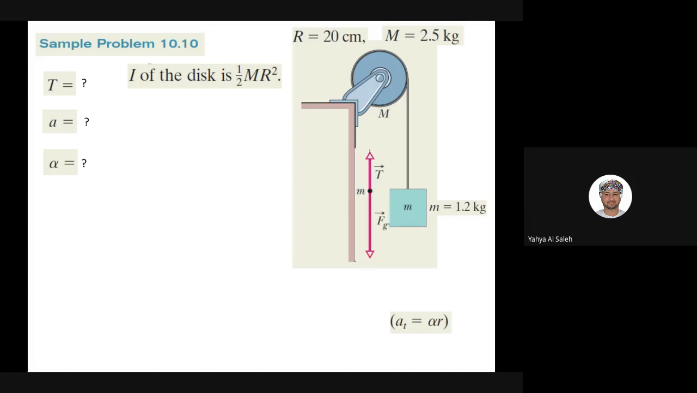Free body diagram, we have gravity downwards, tension upwards, just like before. So looking at just the forces, just like before, we have T minus mg equals ma in the negative direction, so minus ma. So far, so good. We're not doing anything new. It's the same as before.